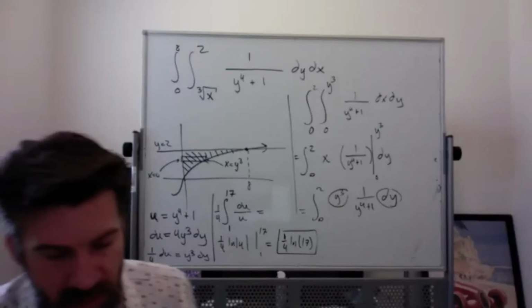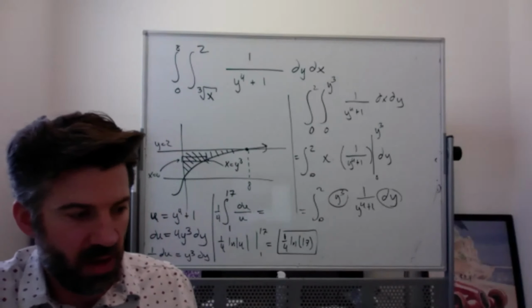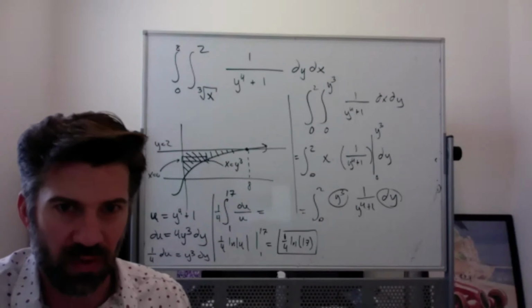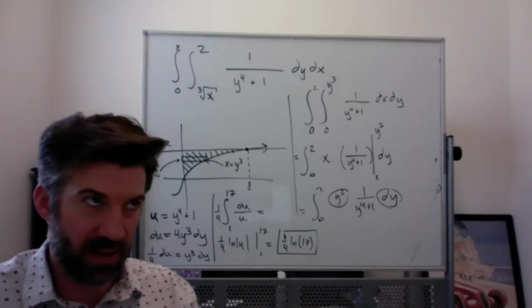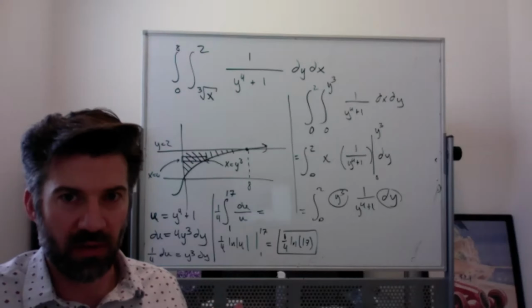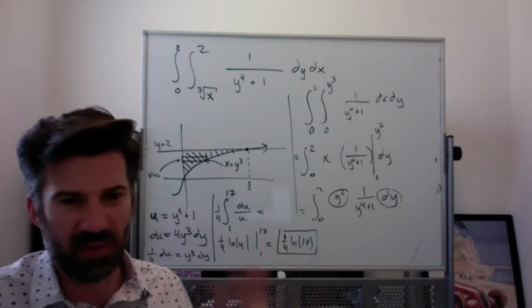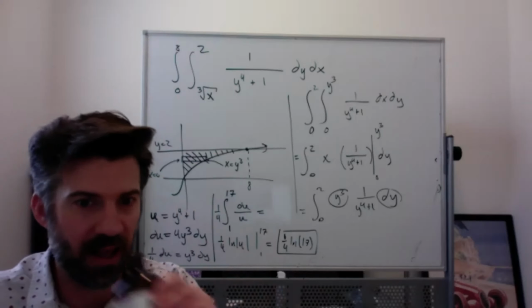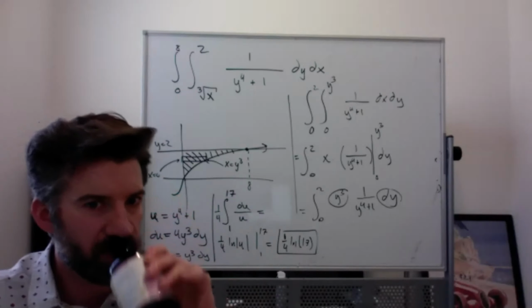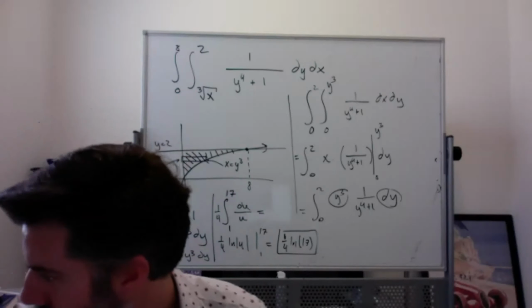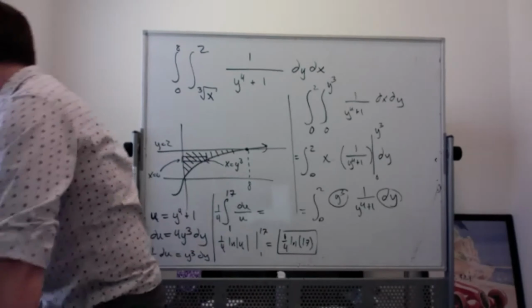Most of these ones where you have to switch the order of integration, once you do the switch, the integral that you have to actually do, like the second half of it, is usually pretty straightforward. It's usually a nice u sub, or things cancel out, or something like that. Let's see if I've got another good one, and then we'll move on.